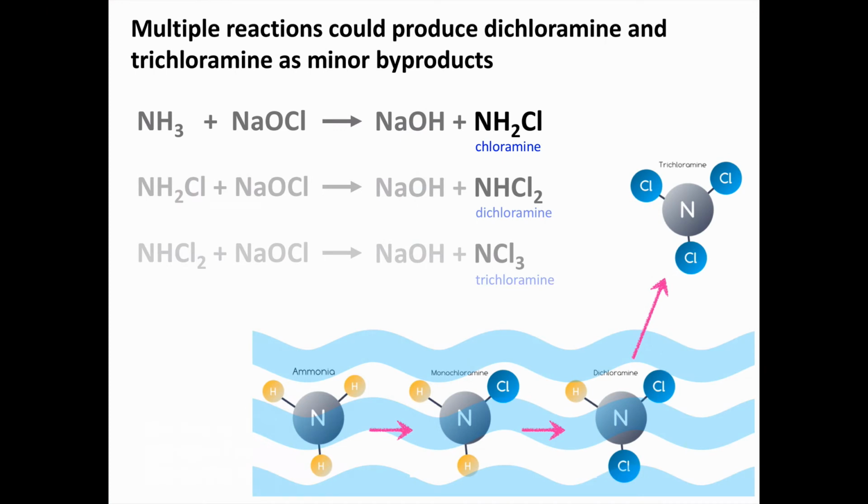The same reaction that converts ammonia to chloramine can occur multiple times, next producing dichloramine and then trichloramine. The major product of mixing ammonia with bleach is chloramine, NH2Cl. The others are minor byproducts, so they don't play a significant role in mixing incompatibility poisonings.